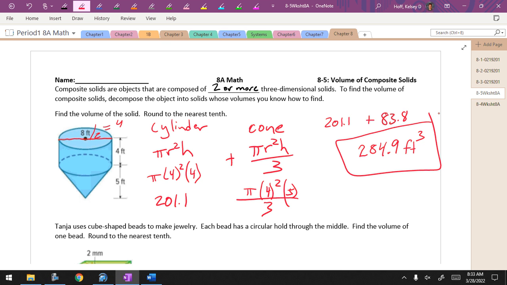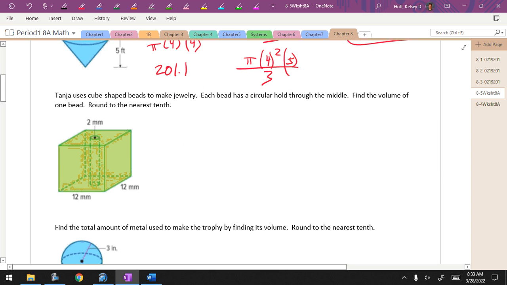Questions on that one? Many of you have already moved on to the next one. Why do you add it? Because you put those two shapes together to get a bigger shape. Okay, we're going to talk about that actually on the next one.